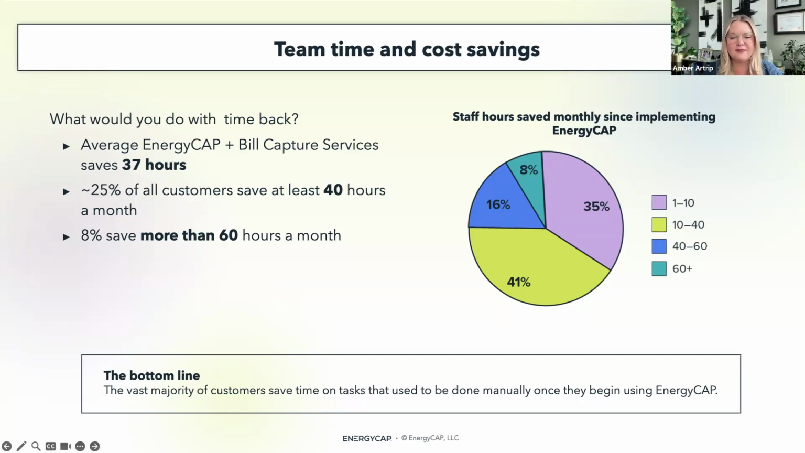I think the bottom line here is that you're going to save time by automating a lot of these processes, especially the data capture. And on top of that, you get the audits and the analytics that can help you take all that time that you're saving and focus it on the projects that are really going to make an impact at your organization from an efficiency standpoint and a cost saving standpoint.